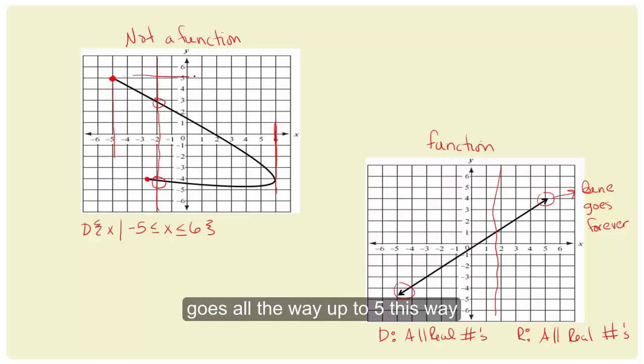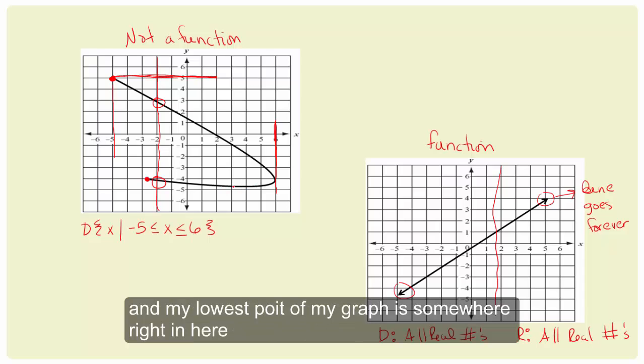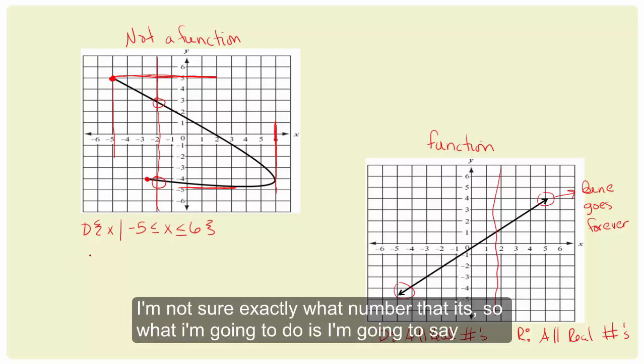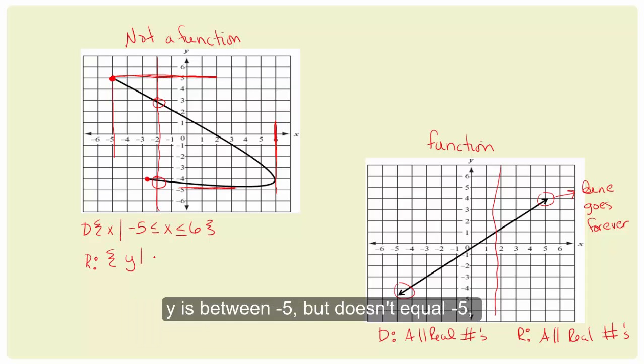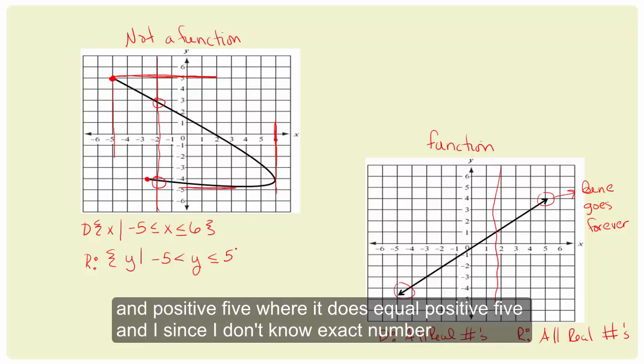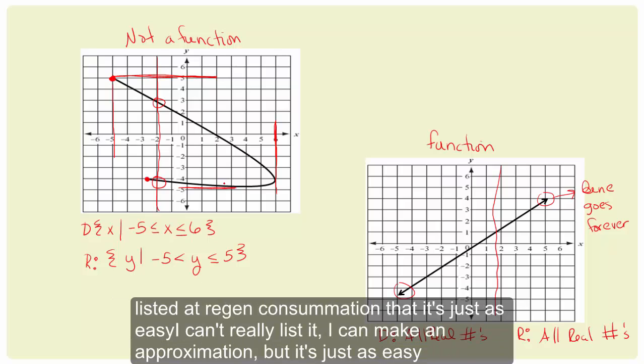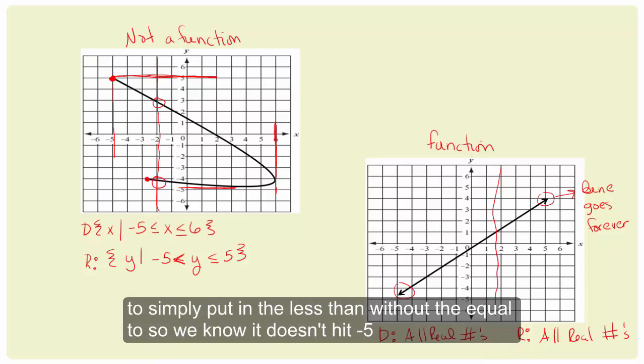Now my range goes all the way up to 5 this way. And my lowest point of my graph is somewhere right in here, and I'm not sure exactly what number that is. So what I'm going to do is say y is between -5, but it doesn't equal -5, and +5, or it does equal +5. And since I don't know that exact number, I can't really list it. I could make an approximation, but it's just as easy to simply put in the less than without the equal to, so we know it doesn't hit -5.